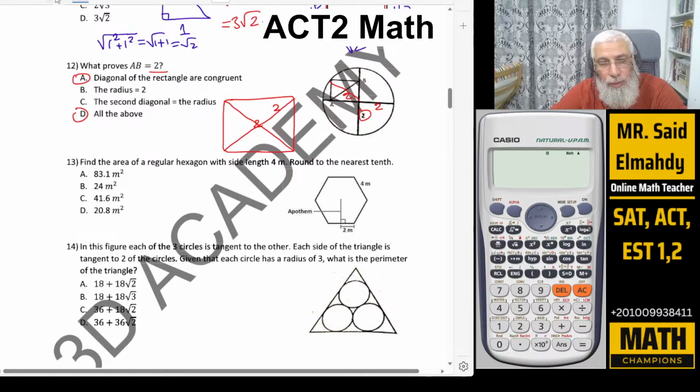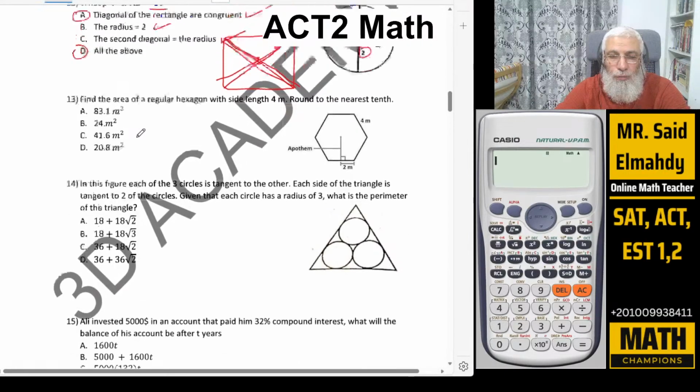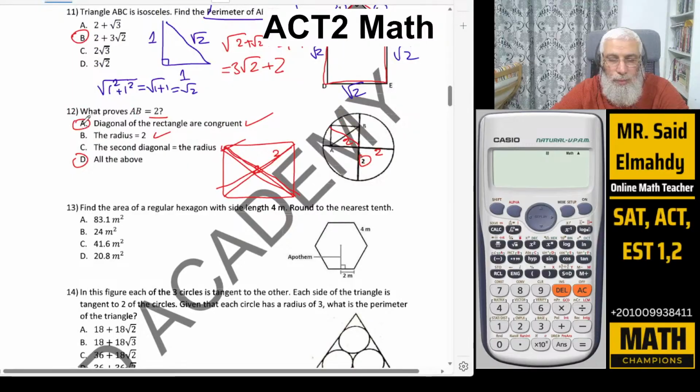Radius is equal to 2, yes. And the second diagonal equals the radius. This diagonal is equal to the radius. And both diagonals of a rectangle are congruent. So all of them. The solution is number D.